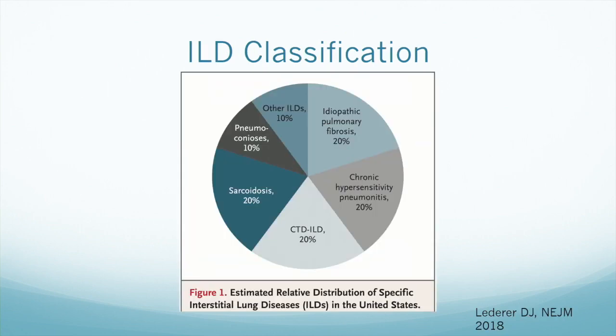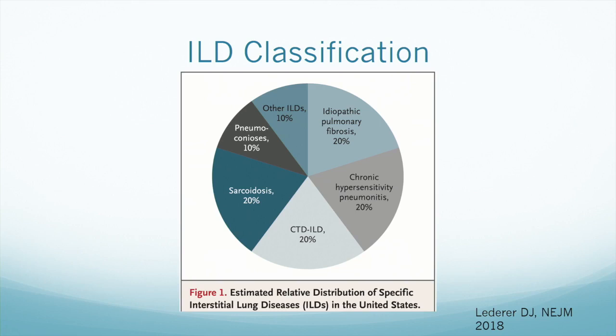So big picture, interstitial lung diseases: there are over 200 distinct clinical entities. We're talking about disease at the interface of the alveoli and the pulmonary vasculature, anything that impedes gas exchange, ultimately leading to dyspnea in our patients. With 200 conditions, you can probably imagine classification is important.